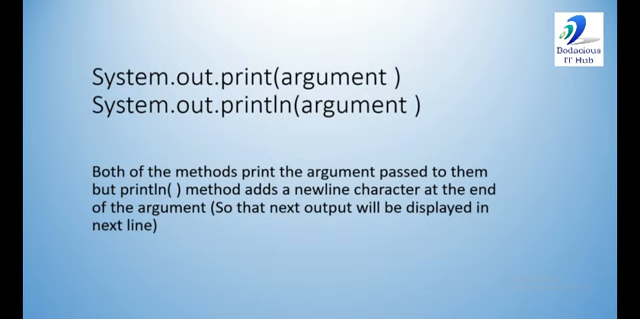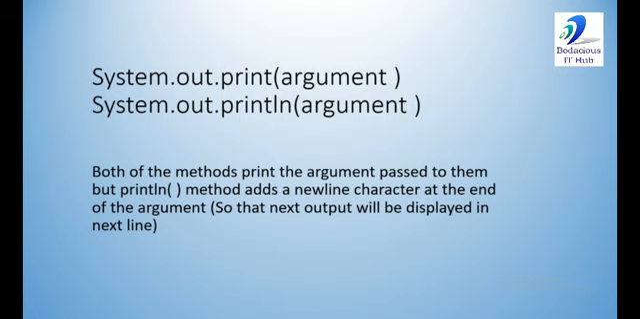So first we discuss the System.out.print method. This method is used to display output on the screen, and there are two versions of this method, System.out.print and System.out.println. The difference between these two methods is that the println method will append a new line character at the end of the output. Suppose I display Java. After displaying Java on the screen, it will append a new line character.